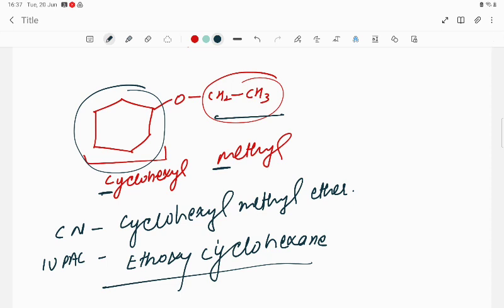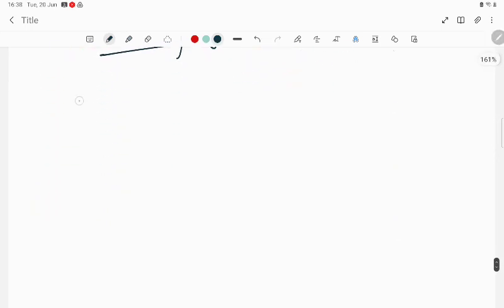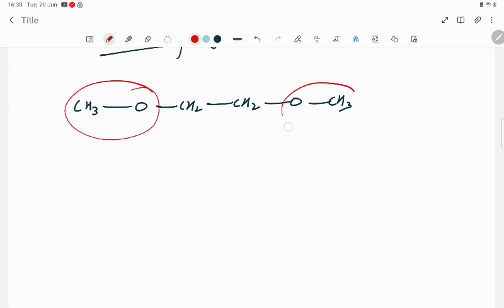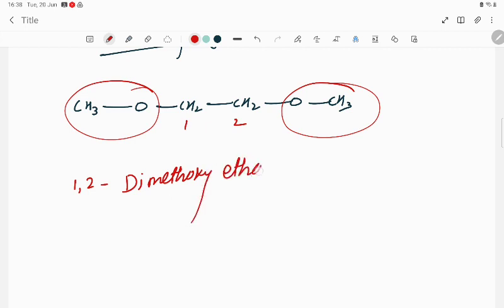Let us move on to some more problems. Suppose the compound is CH3O, then CH2, then CH2, then O and CH3. How will we write this? This is the methoxy and this is the methoxy, at positions 1 and 2. So we write 1,2-dimethoxyethane. This is the name.